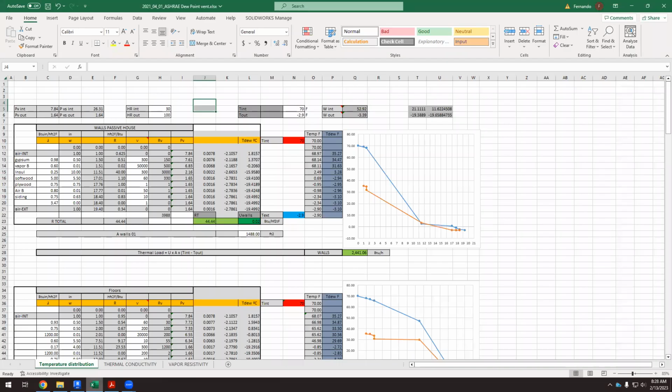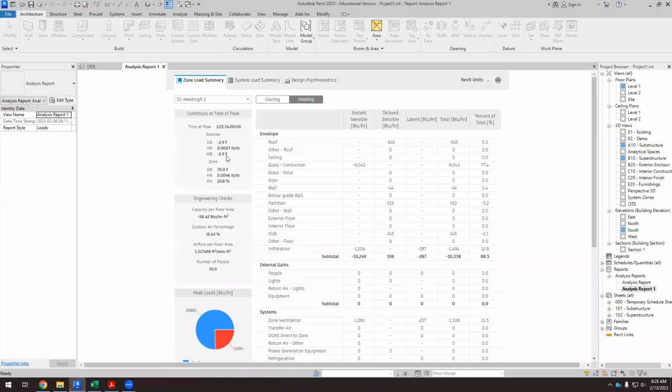So if we want to compare, first we have to make sure that we are comparing the same outdoor conditions. If we are not doing that, it won't work. Then the next thing we have to do is to compare the R value. Okay, so that's why we had done this before.